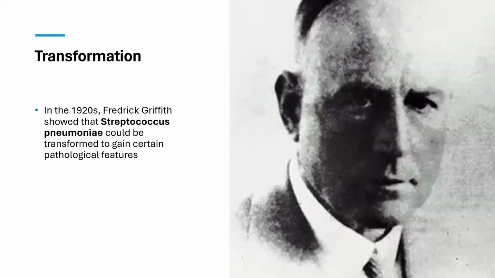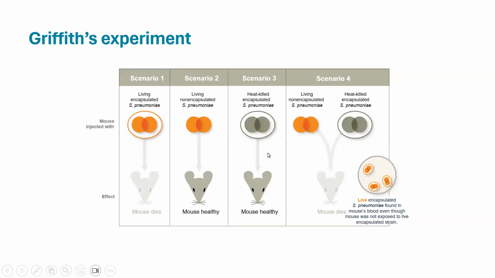The process of transformation was discovered by this guy, Frederick Griffith. He demonstrated this in Streptococcus pneumoniae. And he saw that you could actually give non-pathogenic Streptococcus pneumoniae features of pathogenic Streptococcus pneumoniae. And so this is the famous Griffith's experiment.